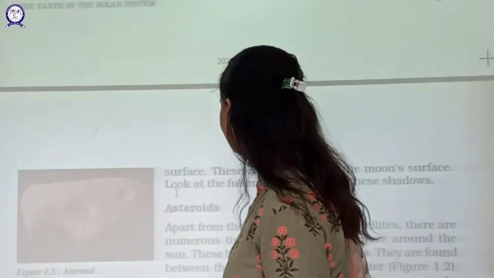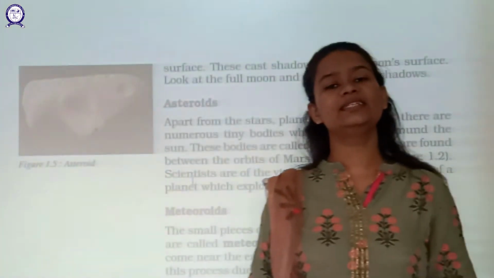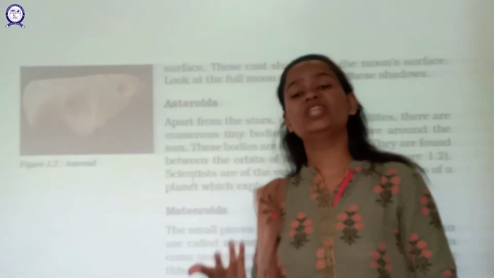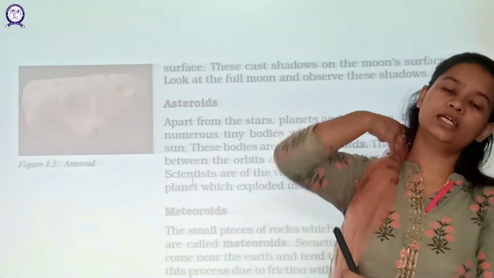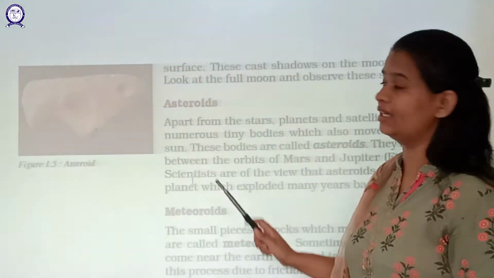Now moving ahead, students, our next topic is asteroids. Remember, in the starting I said there are certain celestial bodies, and I gave you the example of stars, and I said asteroids are there, meteoroids are there. Now we will study what meteoroids are. So see what is written here.